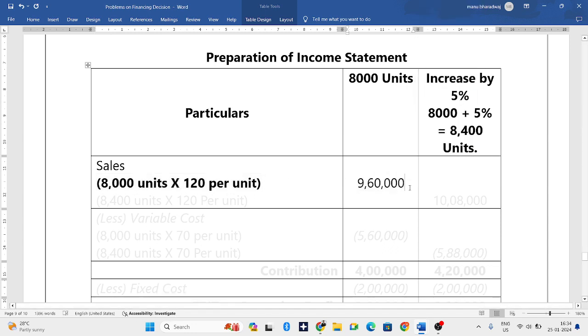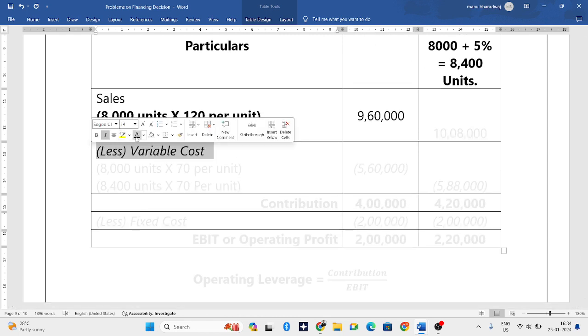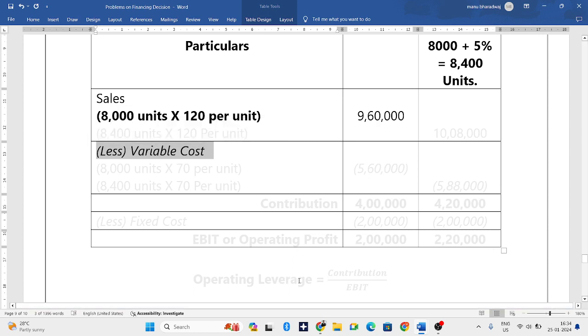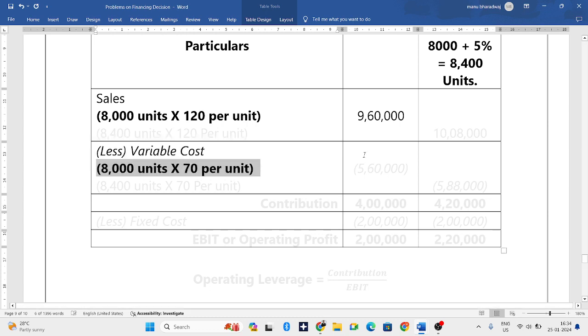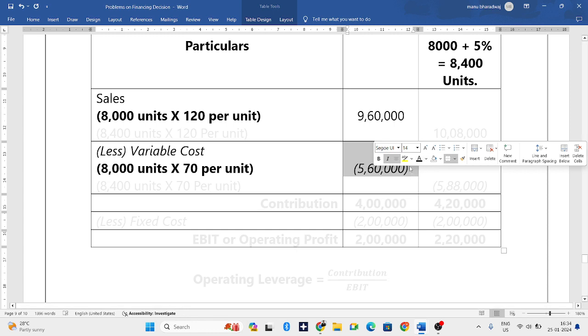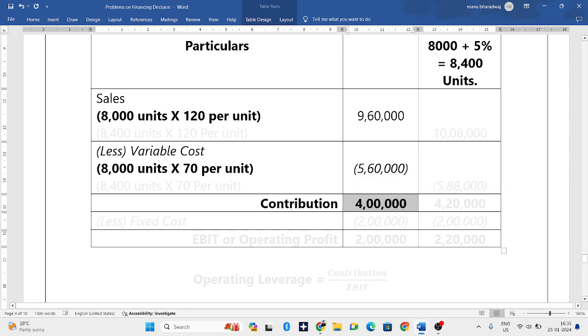So it is 9,60,000. From that we have to reduce the variable cost. The variable cost is 8,000 units at 70 rupees per unit, which gives us 5,60,000. If we subtract those two, 9,60,000 minus 5,60,000, we will get the contribution.